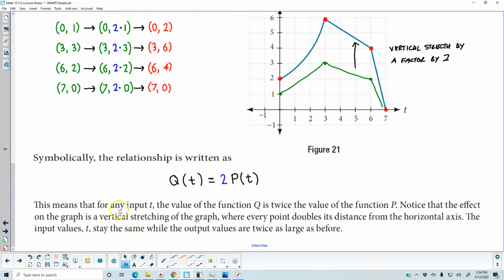This means that for any input t, the value of the function q is twice the value of the function p. Notice that the effect on the graph is a vertical stretch of the graph, where every point doubles its distance from the horizontal axis. The input values, t, stay the same, while the output values are twice as large as before.